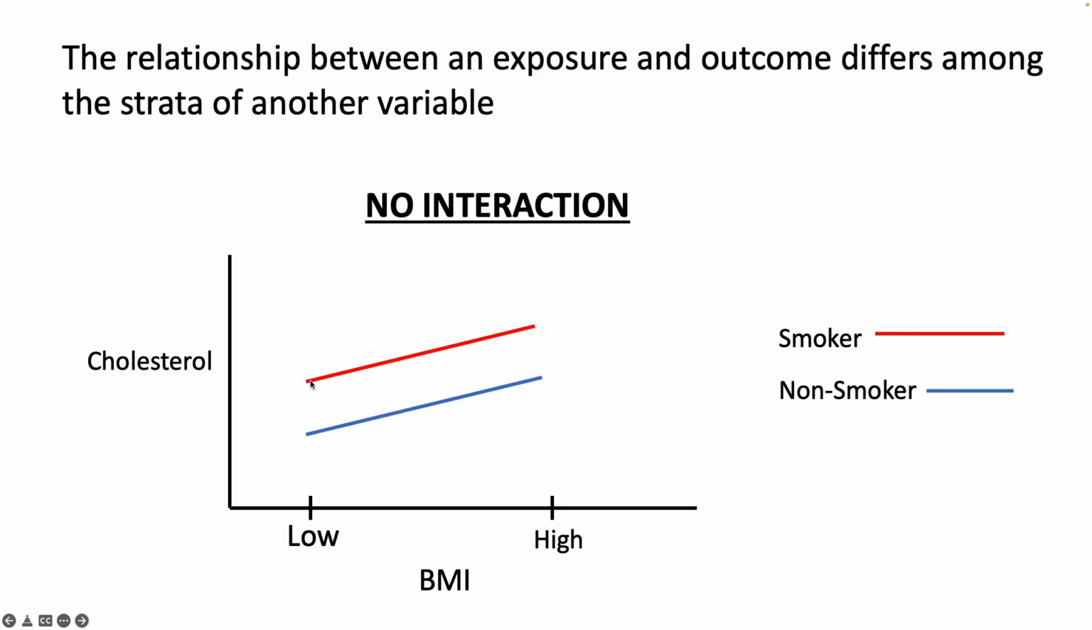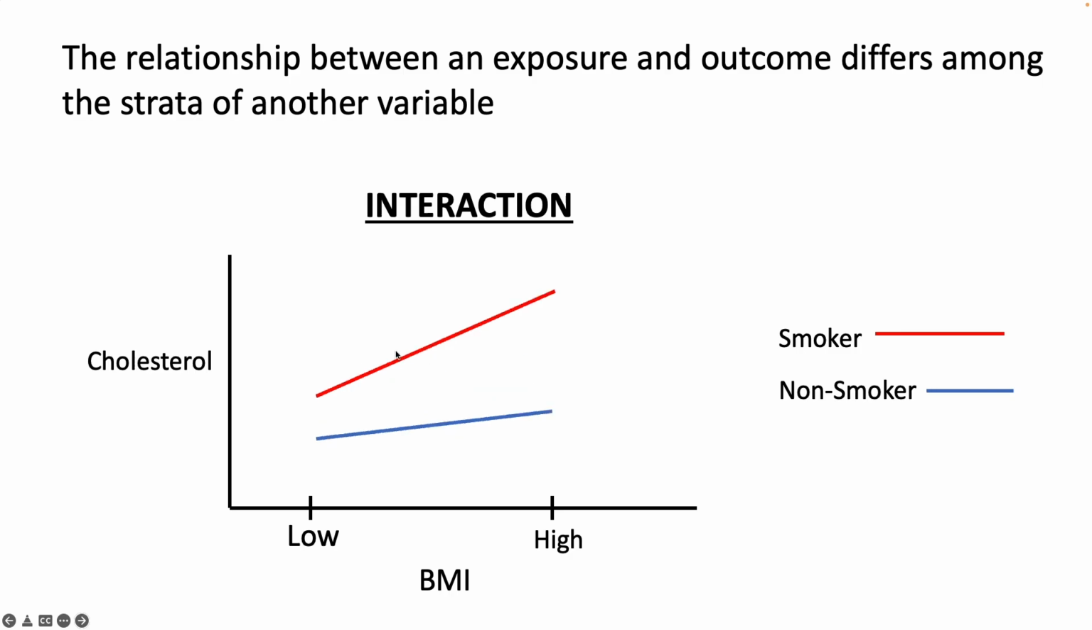And what I mean by that is the slope is the same, and that's where we get our measure of effect, something like an odds ratio. And basically that means that the relationship between BMI and cholesterol is the same regardless of whether you're a smoker. This is a more complex situation where now they have different slopes. So you can see that if you're a smoker, the effect of having a high BMI is greater. It leads to a steeper slope. So the relationship between BMI and cholesterol is different among the smoking and non-smoking strata.